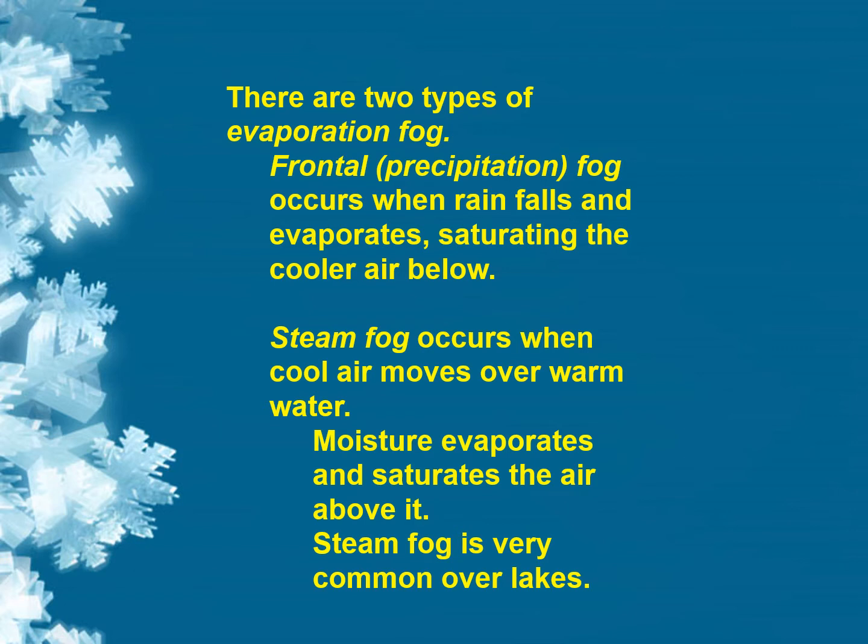Okay, so evaporation fog, these two types of fog will not be on your first exam, but we won't ignore them. We will go ahead and discuss them. Okay, so frontal fog, also referred to as precipitation fog, this occurs when you add moisture. So when rain falls and then evaporates, thereby saturating the cooler air below close to the ground surface. So this is why sometimes when it starts raining, you might get some fog to form. And the fog wasn't there until it started raining.